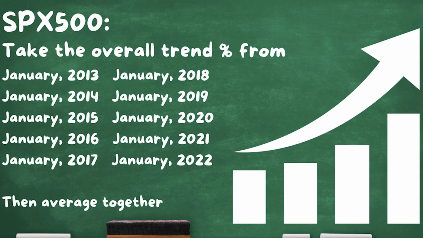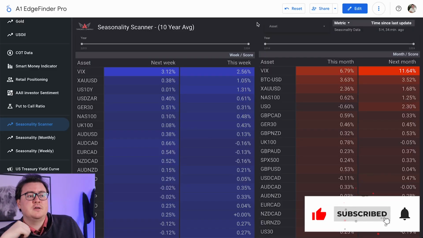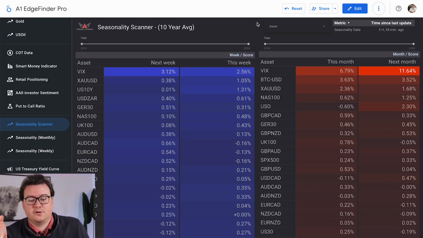We take the 10-year average, so all of the data over the last 10 years, and we'll compile it together and average it so that we can see, historically speaking, is this month a positive or a negative month, or even on a weekly bias, like you can see here in the Edge Finder, is it a positive week or a negative week for this particular asset, historically speaking.